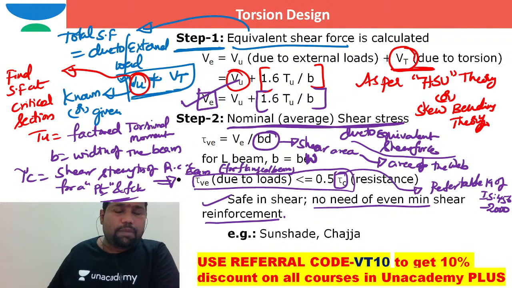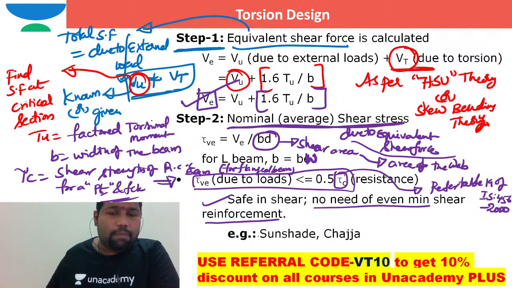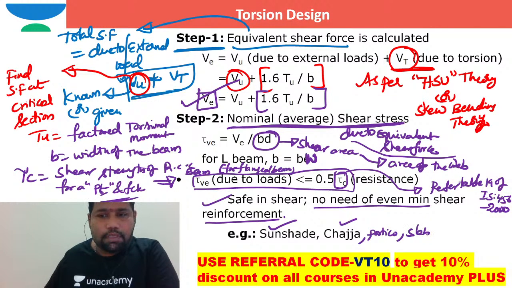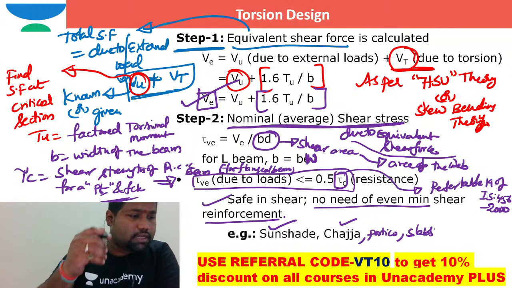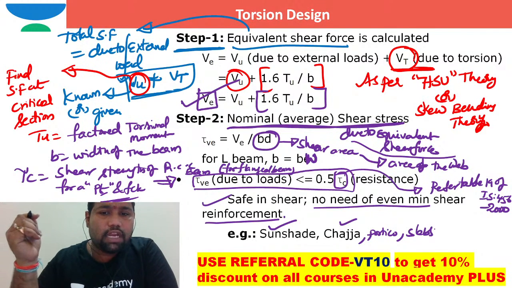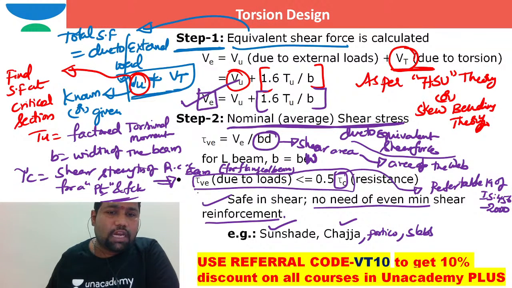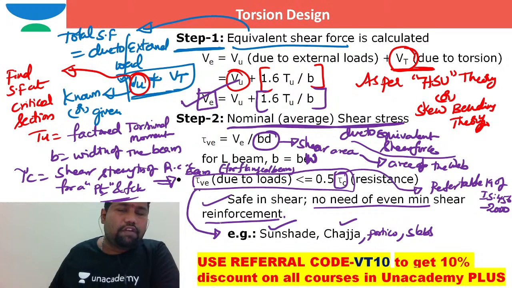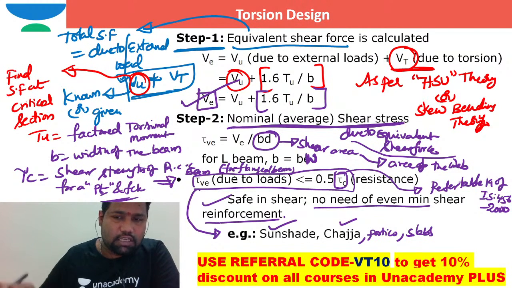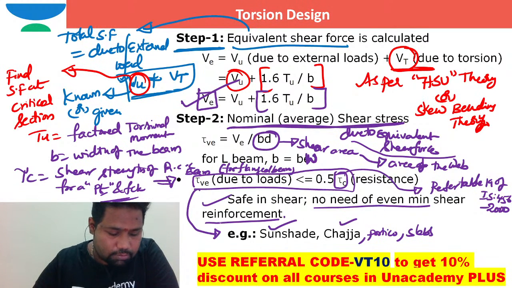This type of thing will happen for structural elements like sunshade, chajja, portico, or slabs. These are the examples where we don't provide even minimum shear reinforcement, because the developing average shear stresses are less than 50 percent of the shear strength of the RCC beam. In such a case, not even minimum shear reinforcement is required.